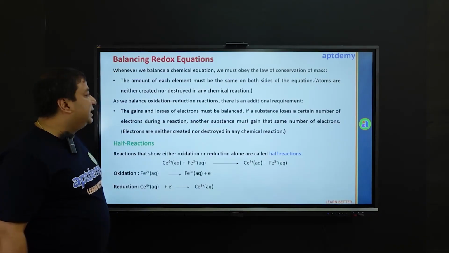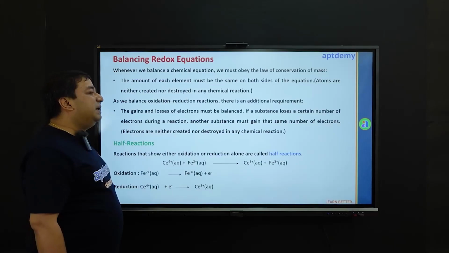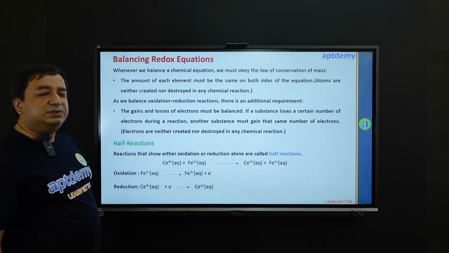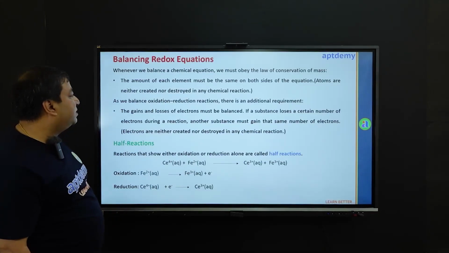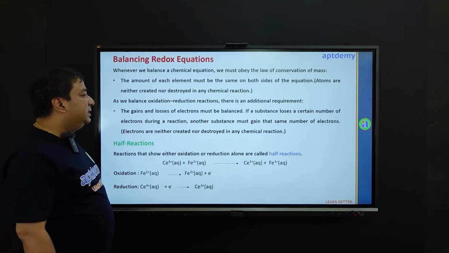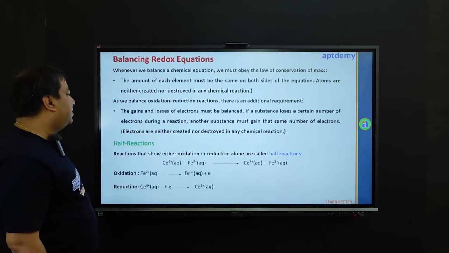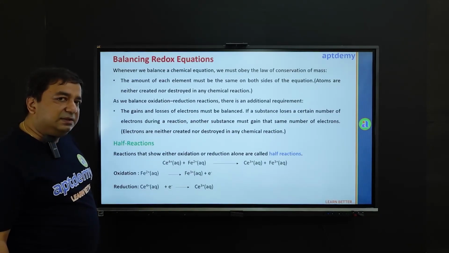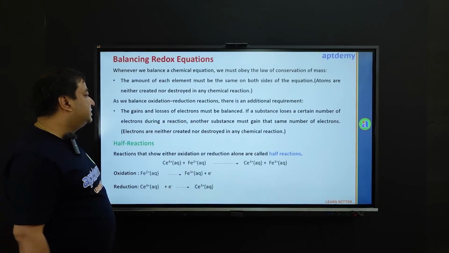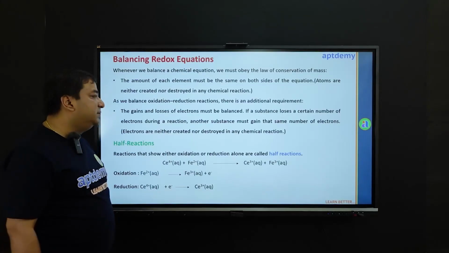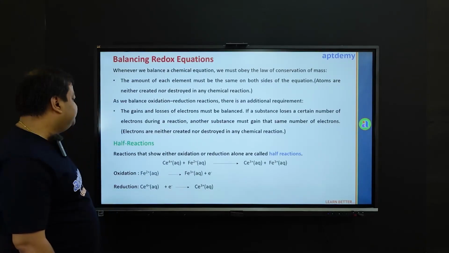So what does it mean? The gain and losses of electrons must be balanced. If a substance loses a certain number of electrons during a reaction, another substance must gain the same number of electrons. So now we can say that electrons, just like atoms, are neither created nor destroyed in a chemical reaction.